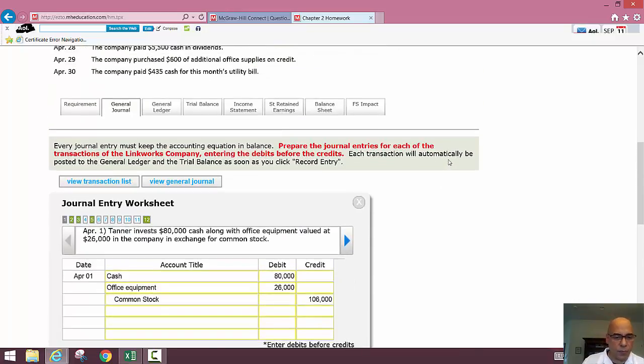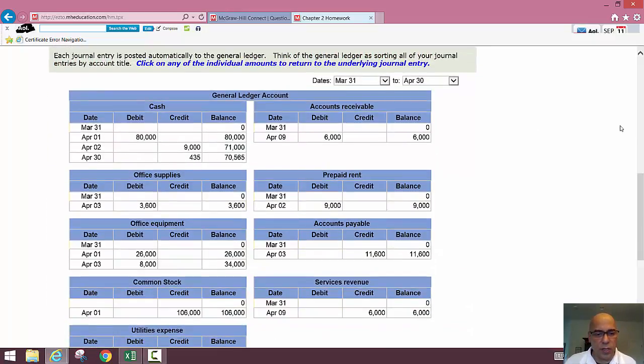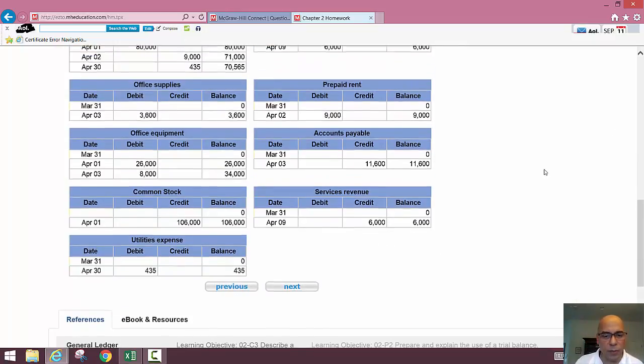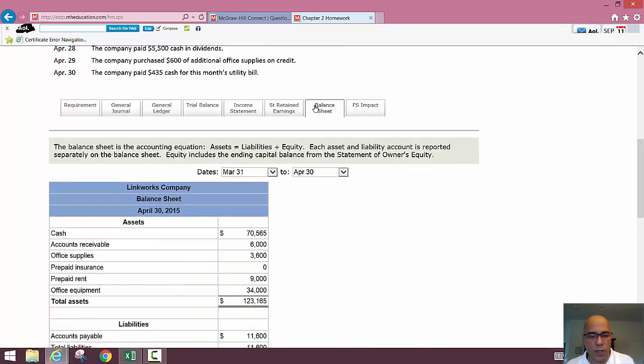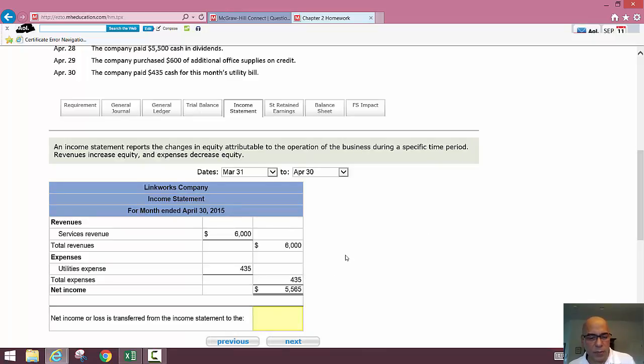Now I'm going to first see if it has posted correctly into the ledgers. There's the credit to cash for $435. There's my utility expense, a debit for $435. Now we look at the balance sheet, and we know the cash now is a little less. The cash is $70,565, and I can always go back to my ledger to see what the amount is supposed to be on my financial statement. Now, if I look at the income statement, I see that expense of $435.